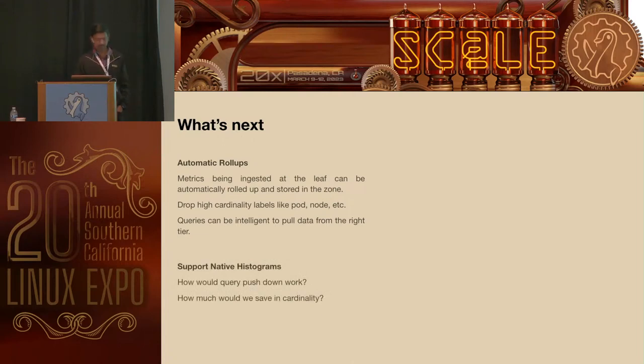So support of native histograms. Native histograms is something that the Prometheus community has just come out with. But this is something that we haven't fully thought through yet, like how would the query pushdown mechanism that we have work with native histograms, and even how much cardinality we would save by converting most of our regular histograms into native histograms.